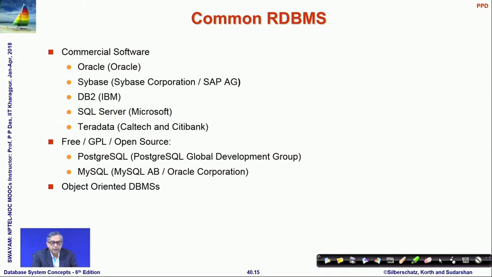I have chosen the ones which are most widely used, most easily accessible, and which large companies use, and large databases exist on them. So, there are primarily two classifications. One set of database systems are commercial: Oracle from the Oracle Corporation, Sybase from Sybase Corporation, which is now SAP AG, DB2 from IBM, SQL Server from Microsoft, and the recent entrant who is making regular ripples is Teradata, which is a joint database system from Caltech and certain group of Citibank.